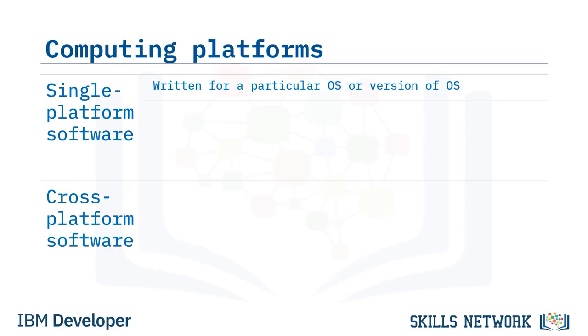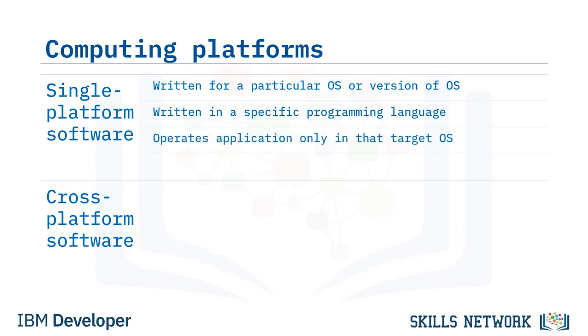Single-platform software is written for a particular OS or version of OS. It may also be written in a programming language like Java or Objective-C, which is specific to the platform. Additionally, single-platform software is designed to run only in the target OS and most likely won't run as intended on other platforms. Some developers use applications like Xcode for iOS and Android Studio for Android to code single-platform software.